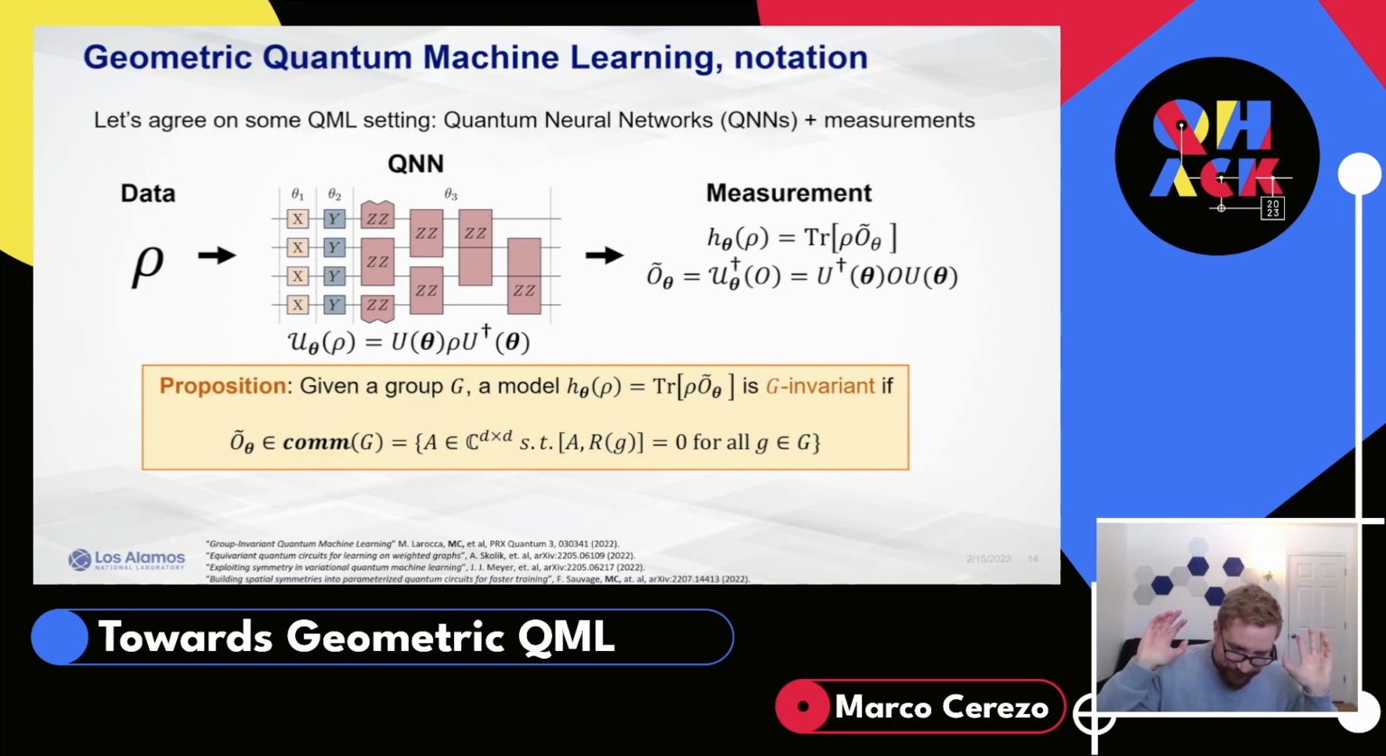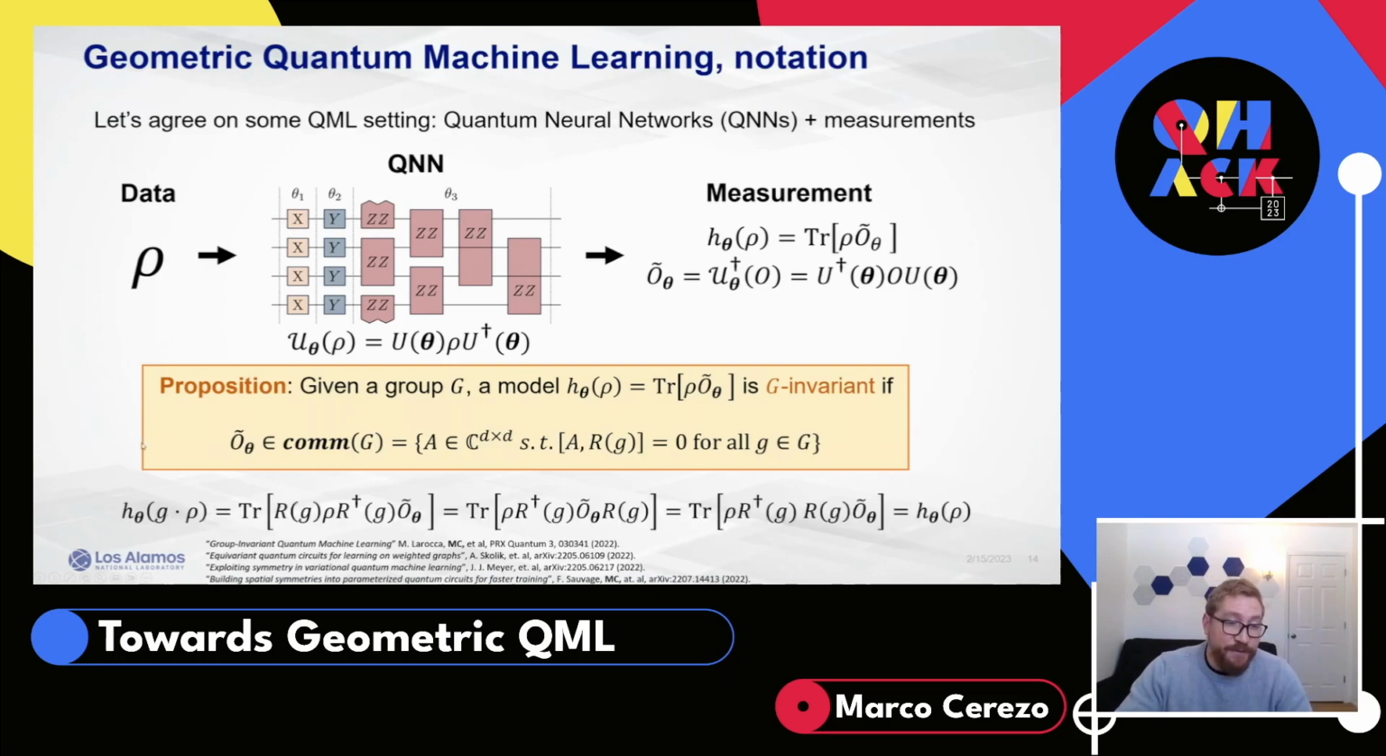I'm going to try to not do a lot of math. I'm sorry about this, but the commutant is just the set of all D times D matrices that commute with all the elements in the group. So you want your measurement operator to belong to this set. And you can see it very clearly here.